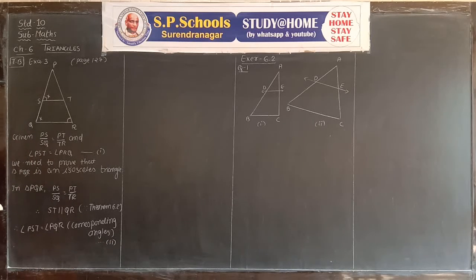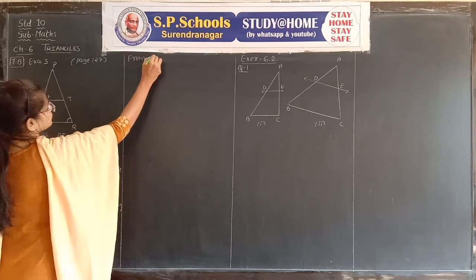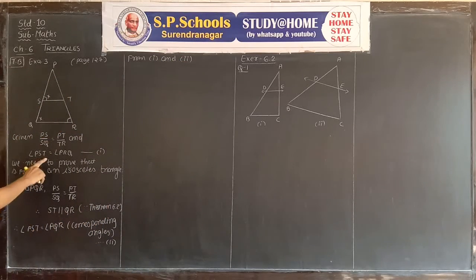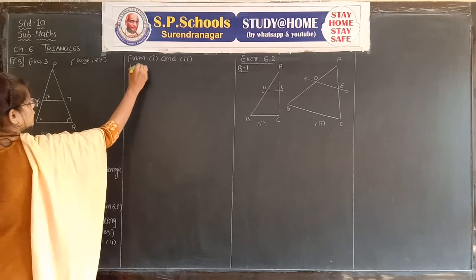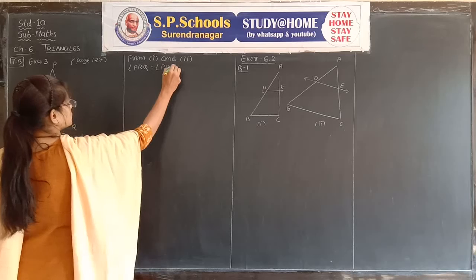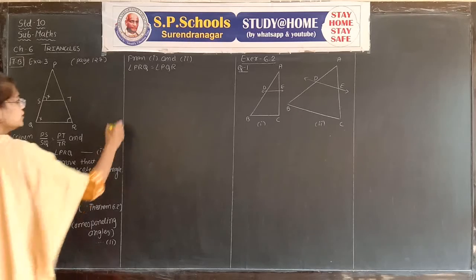Now see your result number 1 and result number 2. So from 1 and 2, angle PST and angle PST are equal on the left hand side, so the right hand side is also equal. Angle PRQ is equal to angle PQR. Angle PQR and angle PRQ are in triangle PQR. PRQ and PQR are equal angles.